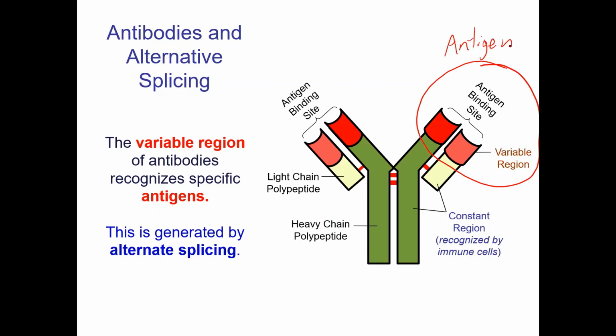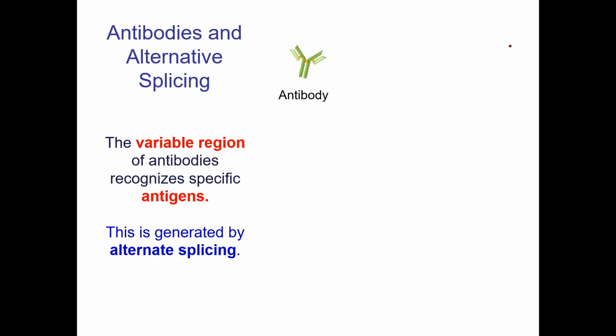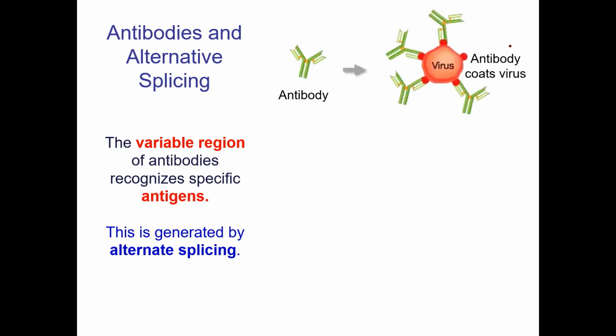So what is an antigen? An antigen is something that's going to invade your body. It could be a virus protein. It could be a surface structure on a bacteria. It could be a toxin. These molecules, these proteins, are designed to recognize foreign invaders. I'll show you a little example here. Here's a little antibody, and there's a virus, and the antibody recognizes the virus.